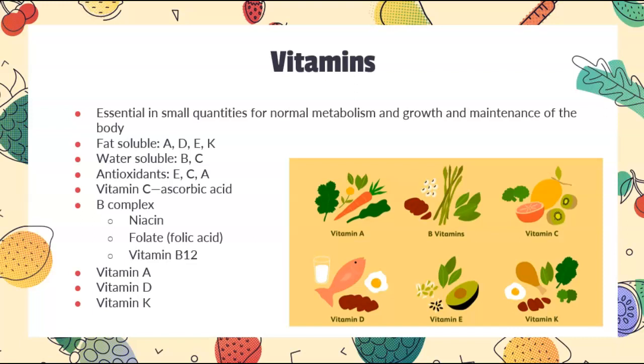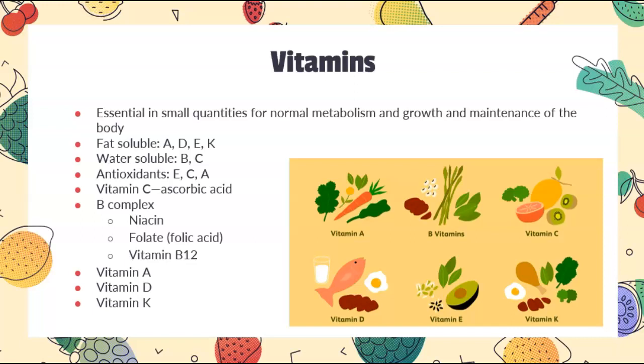Water-soluble vitamins include B and C, and these cannot be stored in the body because they are water-soluble, so they tend to be excreted in the urine, and a daily intake is needed. Antioxidants include vitamins E, C, and A. These have been found to delay or prevent the destruction of cell membranes in the presence of oxygen, and help reduce the risk of developing certain cancers, inflammatory disease, Alzheimer's, and heart disease.